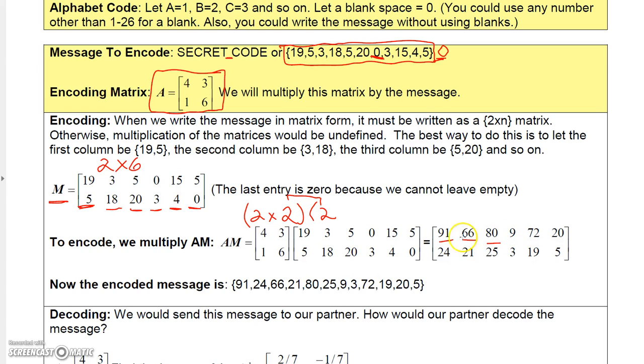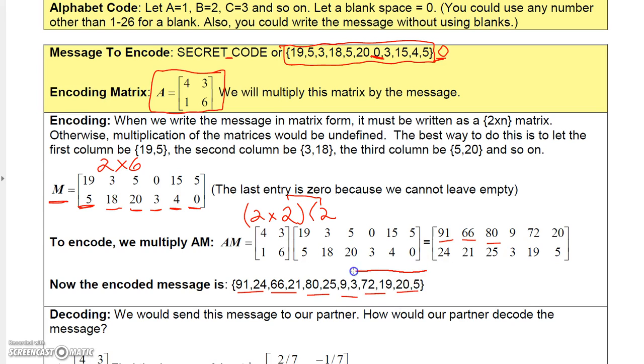Now, I'm going to take this matrix out just like I put it in, except in reverse order. Remember, I put it in column by column, so I'm going to take it out column by column. So 91 and 24 are my first 2 values, then 66 and 21 are my next 2, then 80 and 25 are my next two, and then I have 9, 3, 72, 19, and 25.